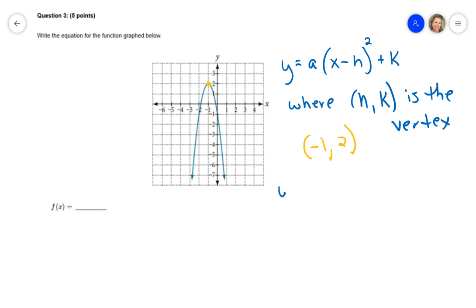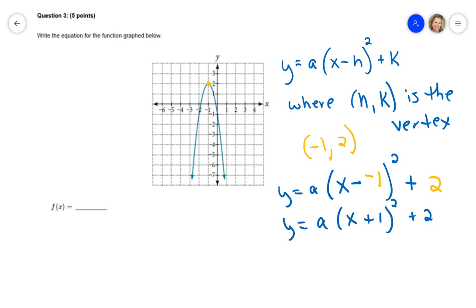So what we now have is y is equal to a times x minus the -1 squared plus the 2. And of course, when you subtract a negative, that's the same thing as adding a positive. And I always tell people, if you have something negative in your life and somebody comes along and takes it away, isn't that really a positive thing? Taking away a negative.